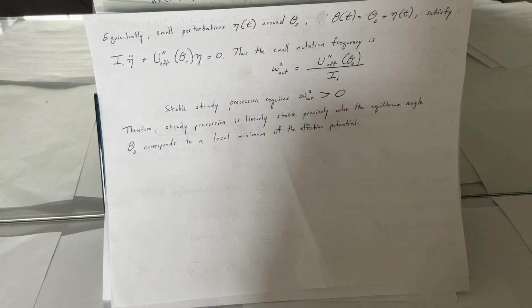So our stable steady precession requires lowercase omega sub NUT squared being greater than 0. Therefore, steady precession is linearly stable precisely when the equilibrium angle theta naught corresponds to a local minimum of the effective potential. Okay, so that's all for problem 10.